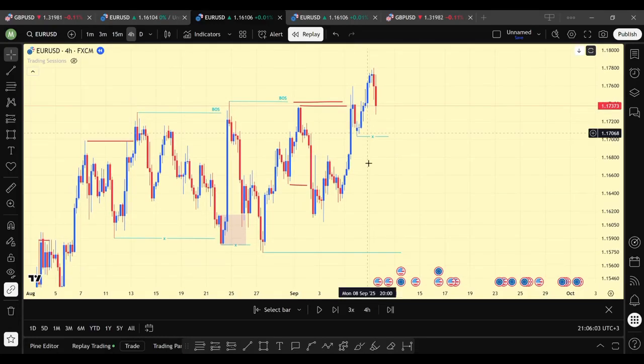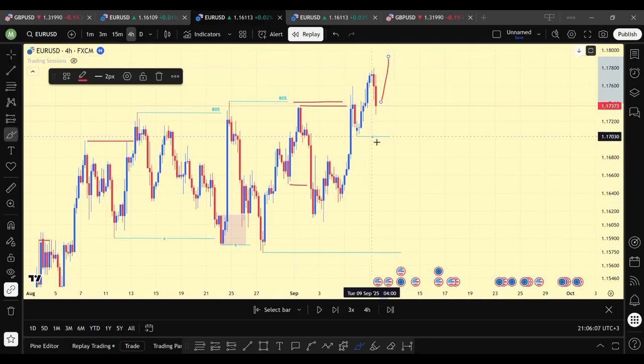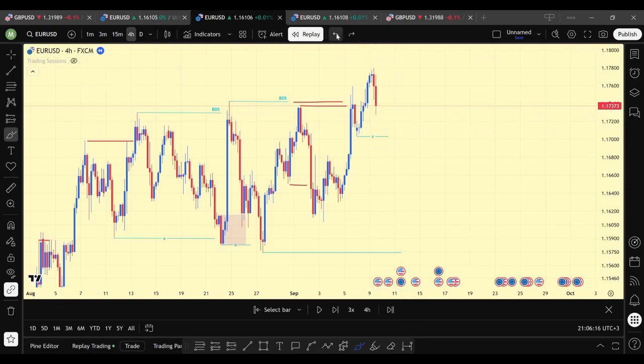And let's say now price decides to create another valid pullback right here, I will be shifting this one, and this one will no longer be called the inducement, and this one here will now be the inducement. That is if price creates another valid pullback. All right, so now let me continue running price and see what price does.